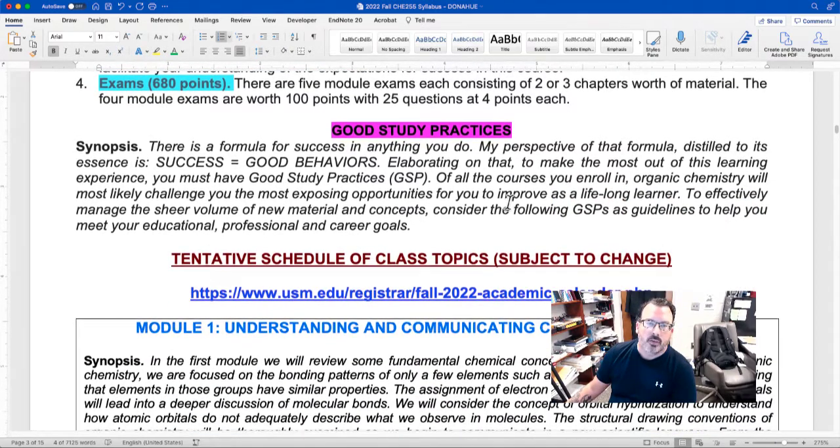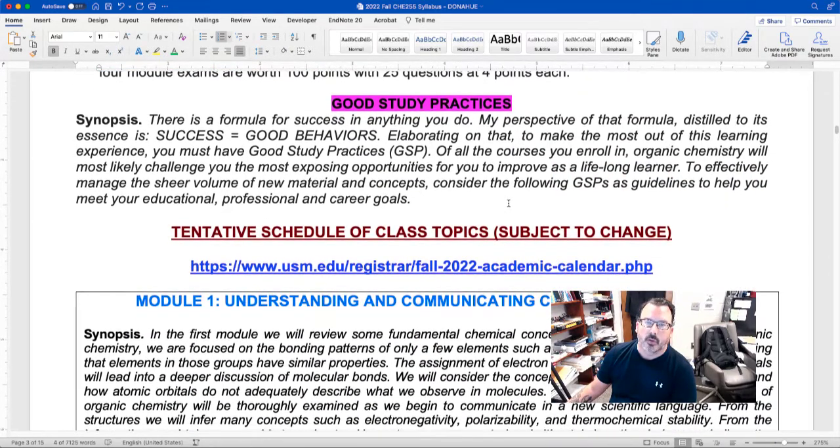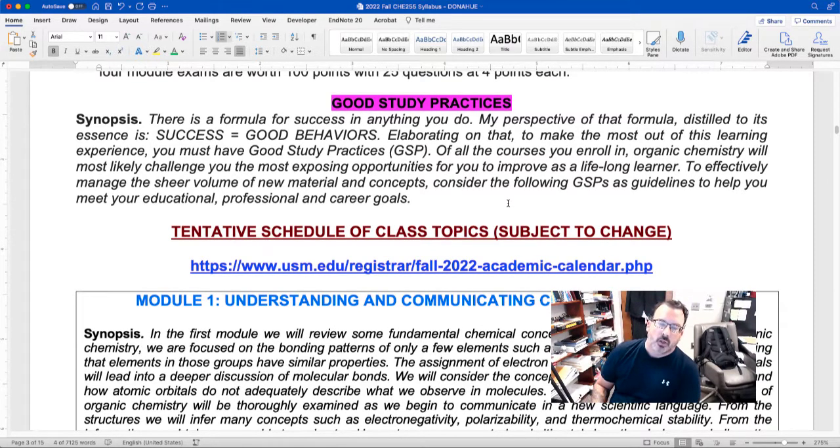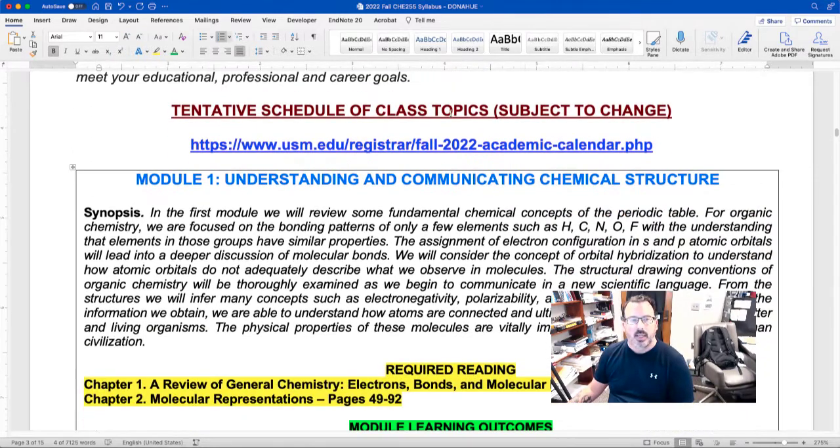So you want to develop good study practices for being successful in this class, and by that, you're giving yourself enough time to read the textbook outside of lecture, but also doing as many problems as you can. You have to do problems. That's how you're going to understand this material. The tentative schedule of course topics is listed below, and these dates are taken from the fall 2022 calendar on the registrar's website.